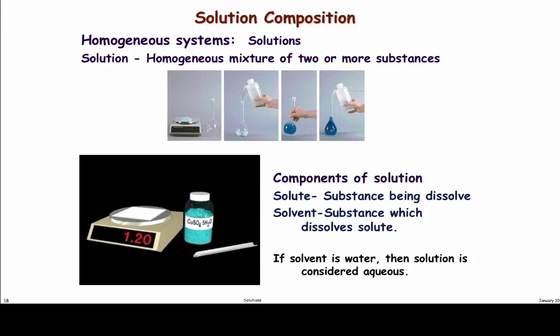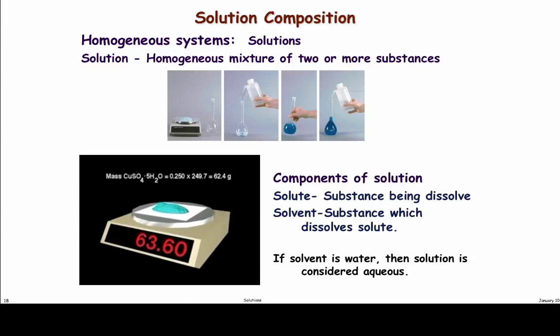Most commonly, copper sulfate is available as the pentahydrate. The formula mass of copper sulfate pentahydrate is 249.7. We weigh out precisely 1/4 of this mass, 62.4 grams. Note that the weight on the balance is the sum of the paper and copper sulfate.